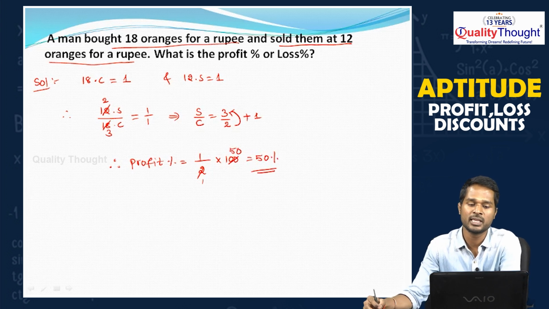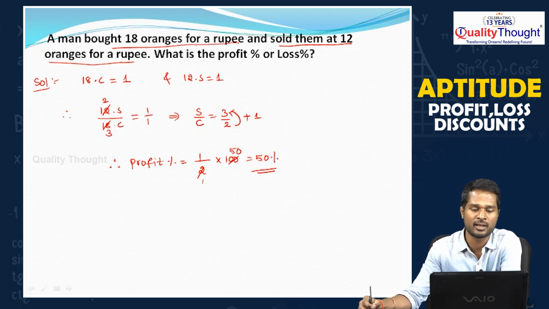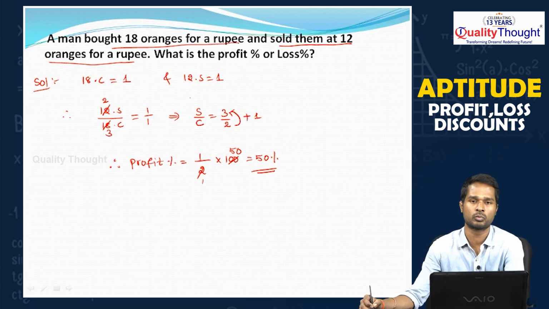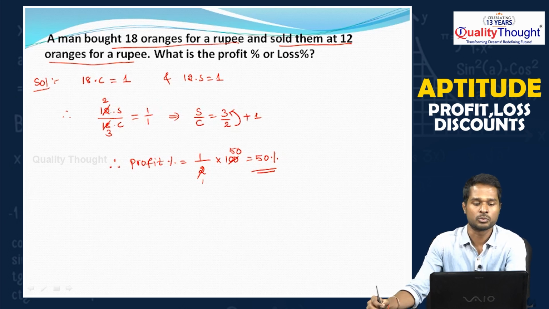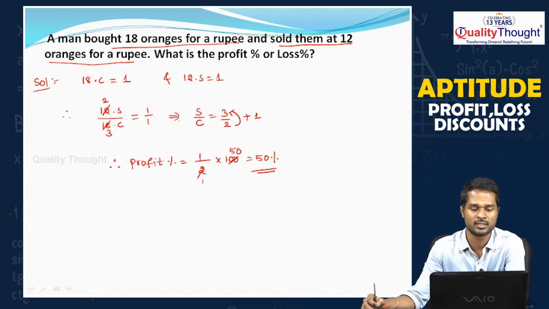Simple, we have written the equations from the question, that is 18 oranges for a rupee, that means purchased. So, 18C is equals to 1 and he sold 12 oranges for a rupee. Sold means selling price. So, 12 into S is equals to 1. Now, take both the things. So, I will make sure that the cost price is always in the denominator. So, write 12S by 18C is equals to 1 by 1. So, 6 2s are 6, 3s are, cancel the things. So, S by C is equals to 3 by 2.